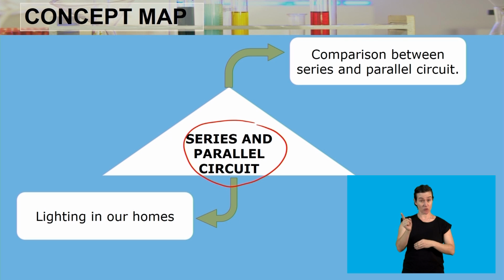With all these goals that we need to achieve by the end of the lesson, we are going to take the main idea, the series and the parallel circuit, and start by comparing the two. After that, we're going to look at the lighting systems that we use in our homes so that we can achieve the goals we need to achieve by the end of the lesson.